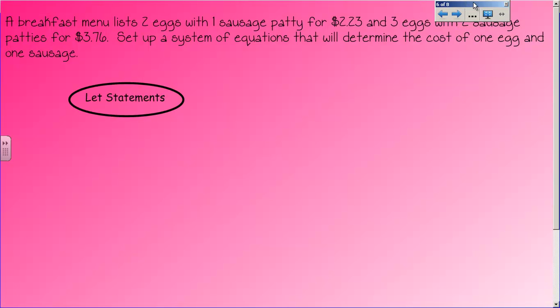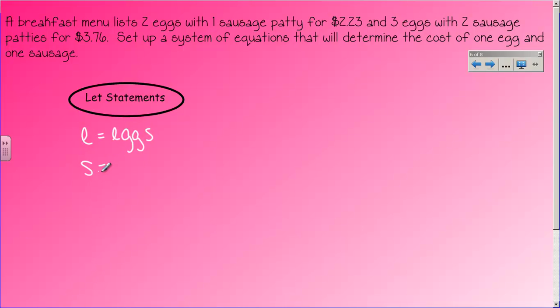So let's talk about this one. A breakfast menu says 2 eggs with 1 sausage patty is $2.23 and 3 eggs with 2 sausage patties is $3.76. Set up the system. So let statements first. I have eggs and sausage patties. So we're going to let E equal eggs. And we're going to let S equal sausage.